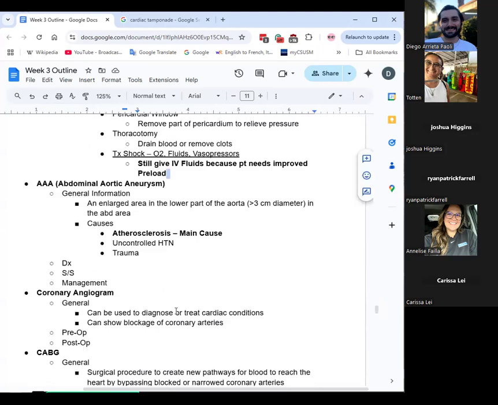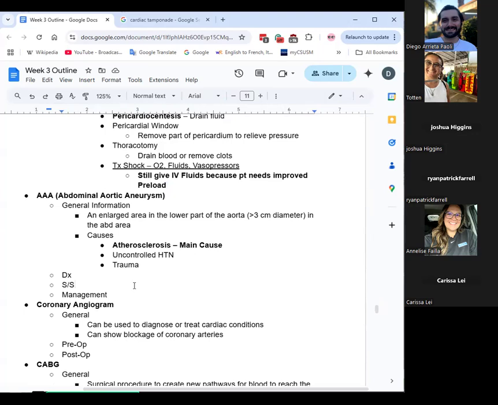Okay. So let's do the AAA, the abdominal aortic aneurysm. And honestly, for the most part, a lot of the aortic aneurysms are pretty similar. It just depends on the positioning and the pain. You'll feel it in different places. It's that tearing pain. That's the key word that I saw on UWorld when it came to aortic aneurysm ruptures.